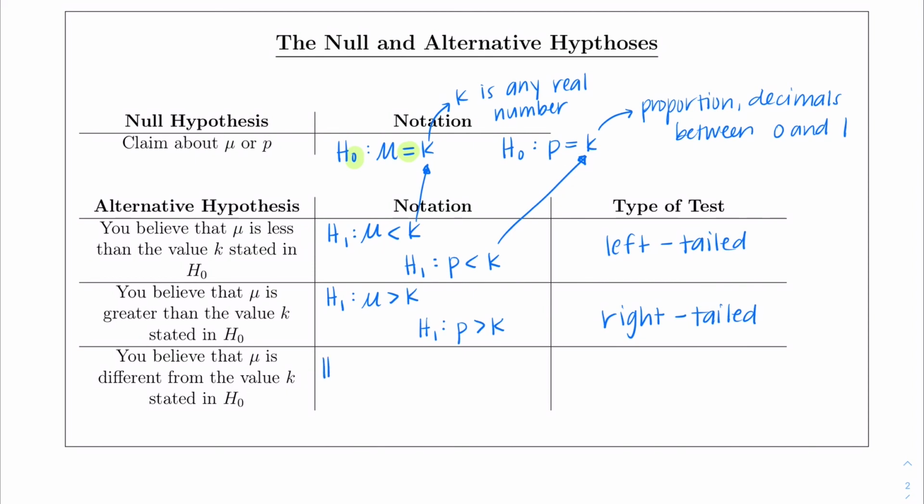And for the last one, the symbol I'm going to have in the middle is an equal sign crossed out to state not equal to. And again, in this case, k is the same as from the null hypothesis, and this is called a two-tailed test.